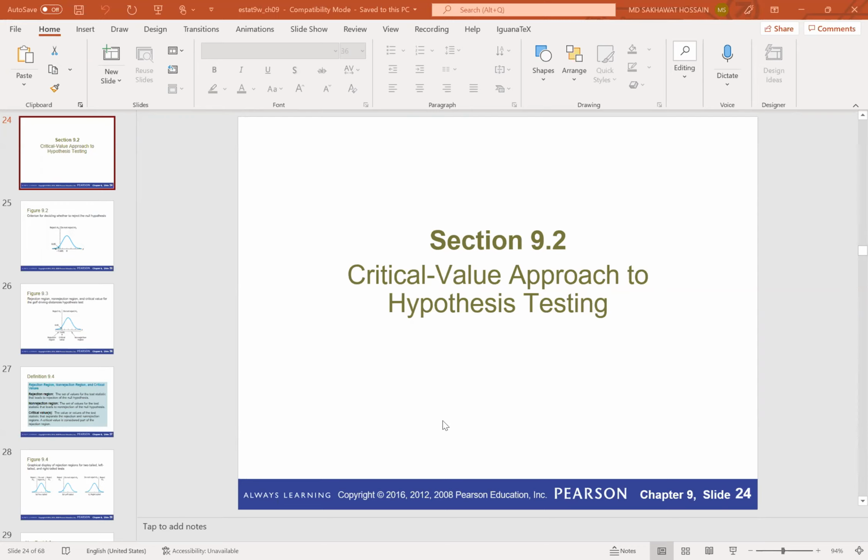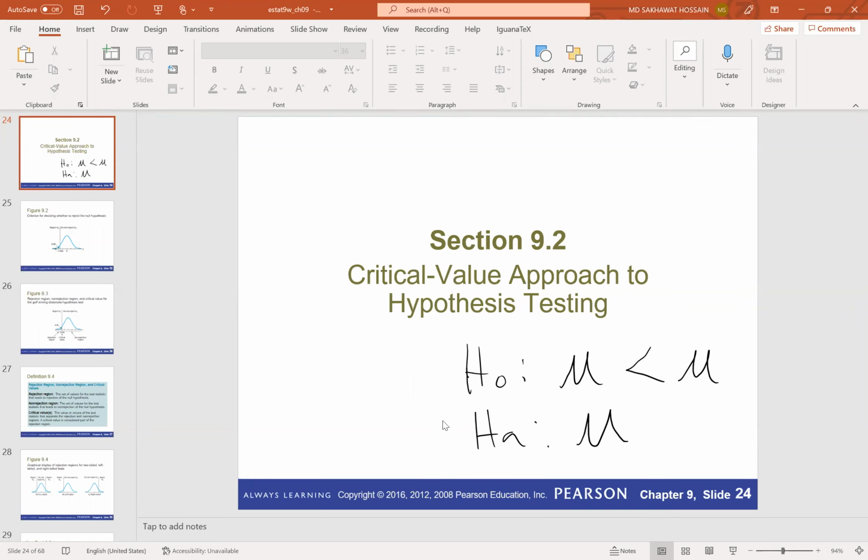So we already know when we do hypothesis testing, first we need to write the hypothesis, right? First we need to write the null hypothesis and alternative hypothesis. Since we are doing a hypothesis test for one population mean, our parameter is mu. The null will always be equal, so mu equals mu 0, and the alternative will be either less than, greater than, or not equal. So we'll have three hypotheses based on the alternative.